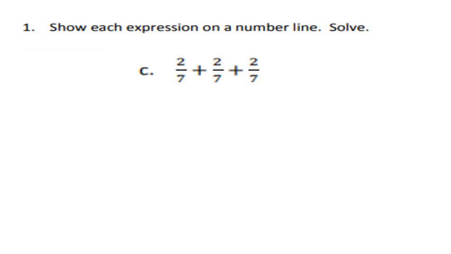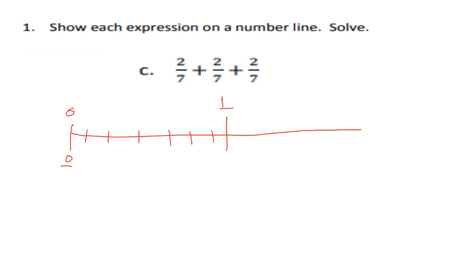Our next one, we're going to do the same thing with our number line. This time we have sevenths, so I know I'm going to have 6 in between. There's 1, 2, 3, 4, 5, and 6. And this is our 0 and our 1, and this is 0 sevenths, 1 seventh, 2 sevenths, 3 sevenths, 4 sevenths, 5 sevenths, 6 sevenths, and 7 sevenths being our whole.